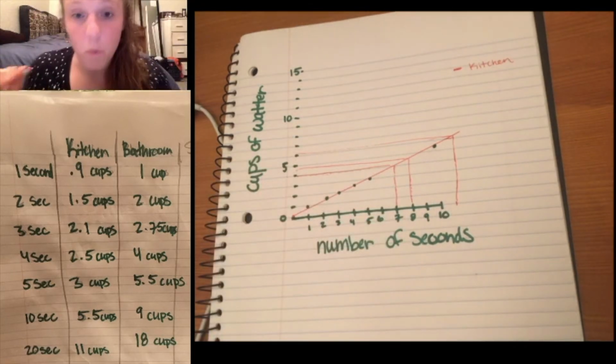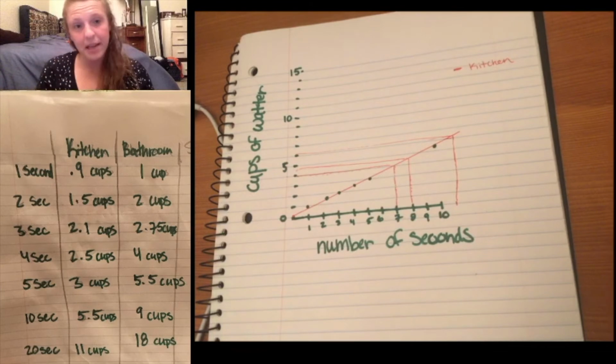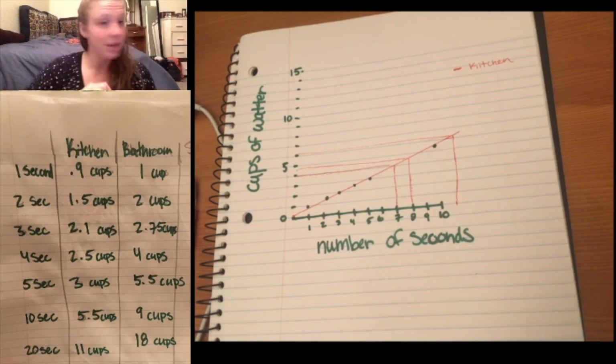Okay, so we have our line that represents our kitchen sink. Now we have to draw our line that represents my bathroom sink. And so again, I'm going to plot some data.